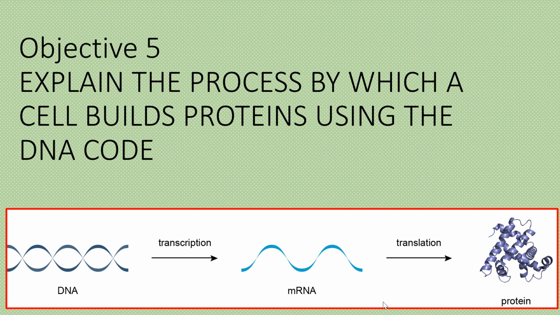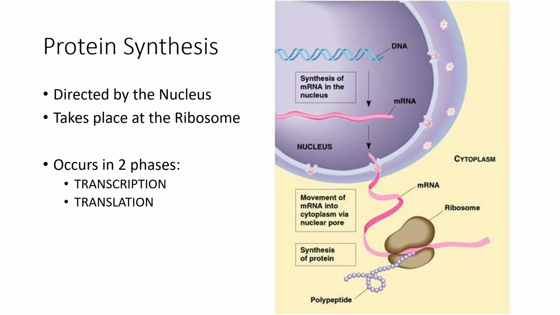Okay, this is chapter 3, objective 5. This is discussing how proteins get created. So, we're first going to start with DNA, which has the instructions on how to make a protein. And then that DNA is going to write down the directions for that specific protein in the form of a messenger RNA strand, which is then going to go out to a ribosome, and the ribosome is going to put together the amino acids in the right sequence to create the protein.